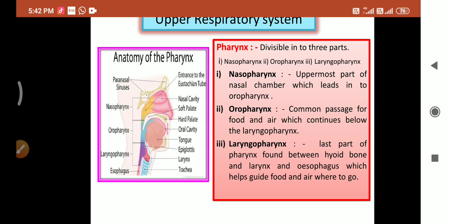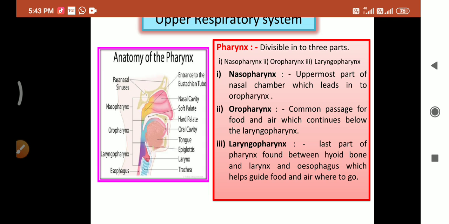Okay, when you close your nose, you can breathe with the help of your mouth. So how is it possible? Because the oropharynx is there, so that is the common passage for your respiratory and digestive tract, right? And the next one is laryngopharynx, that is the last part of pharynx found between the hyoid bone.